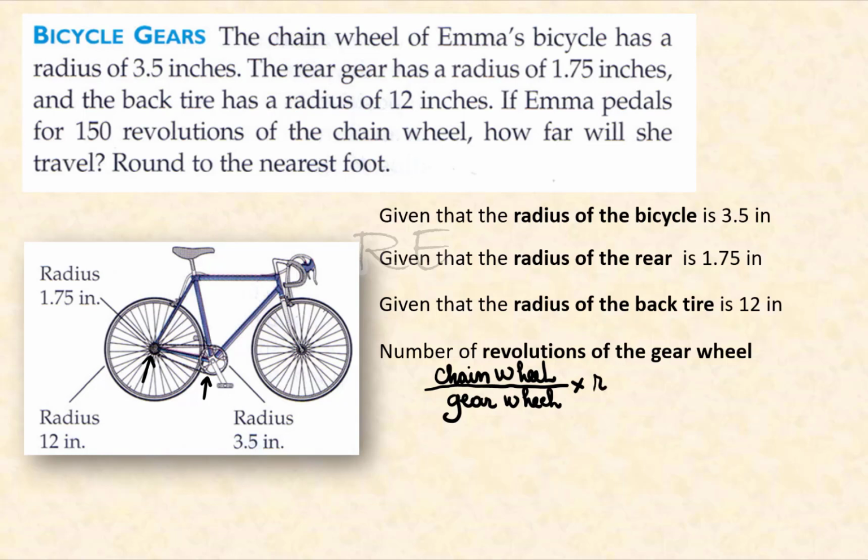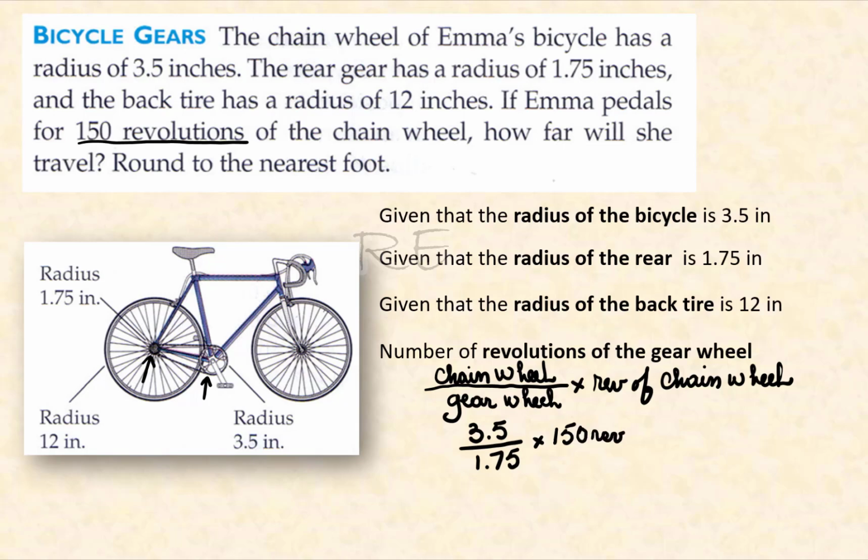multiplied by the number of revolutions of the chain wheel. So the chain wheel has a radius of 3.5. The gear wheel has a radius of 1.75. And this will be multiplied by 150 rev. So we get 300 revolutions.